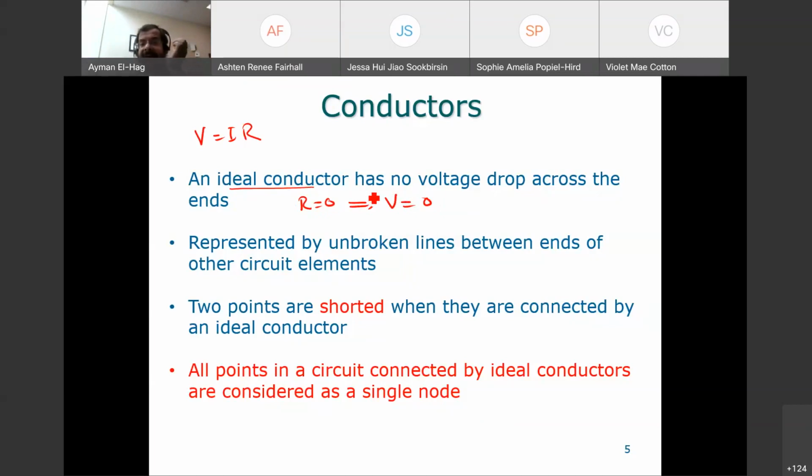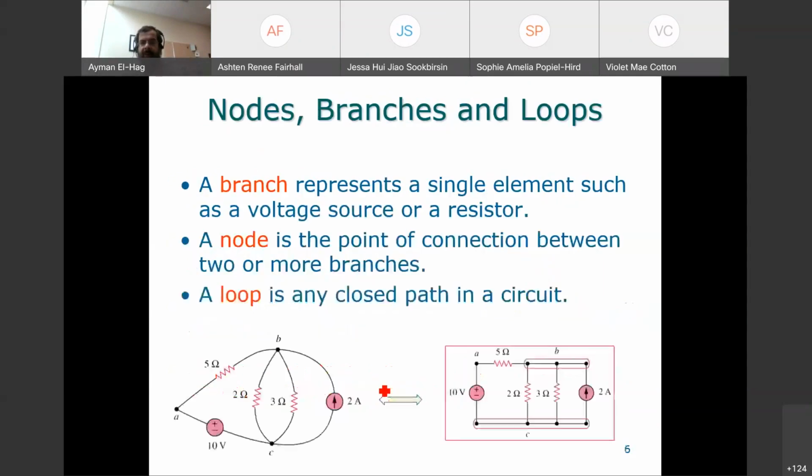Okay, so if I have 2 points in a circuit, and if I short them like this, then they become the same point. And I will come to this in detail. So these are very, very important definitions we need to understand: node, branch, and the loop.